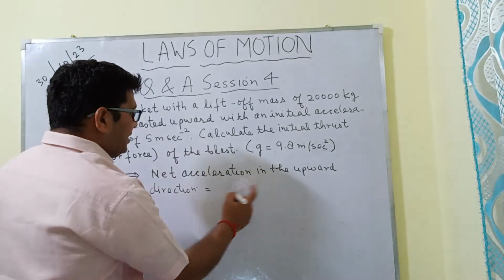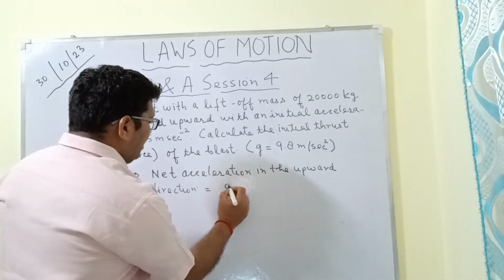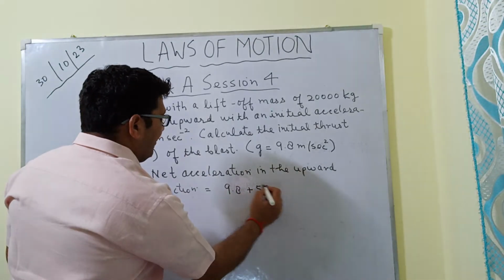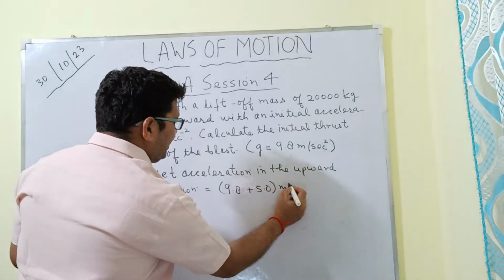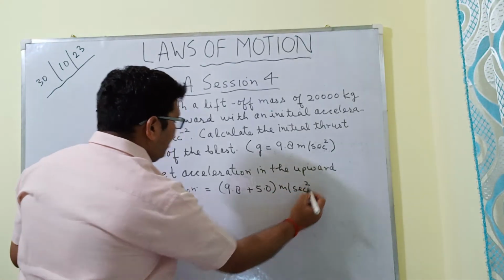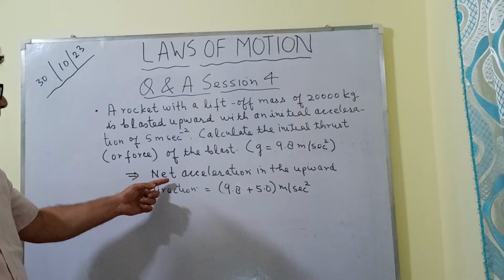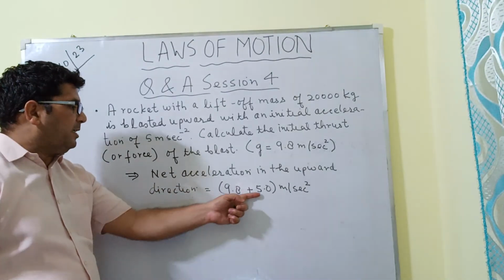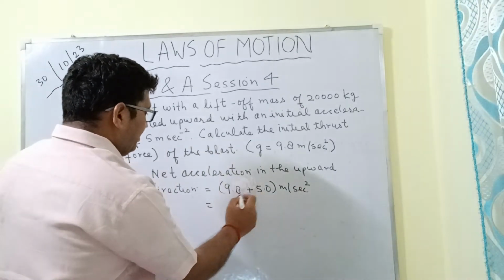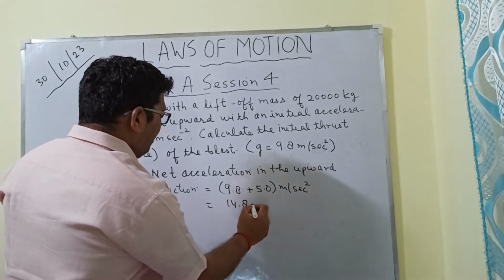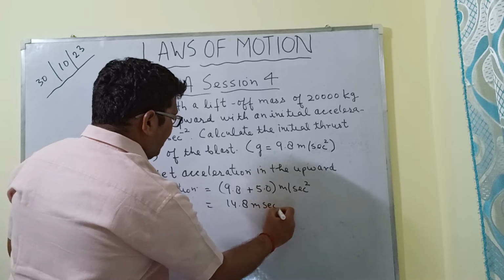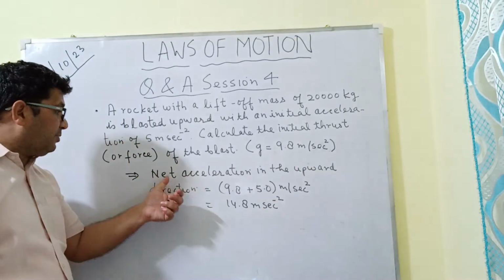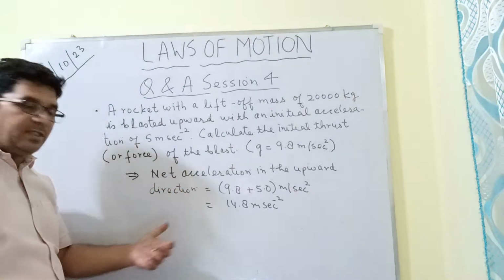So the net acceleration in the upward direction will be equal to 9.8 meter per second square plus 5 meter per second square, which is equal to 14.8 meter per second square. This is the net acceleration in the upward direction.